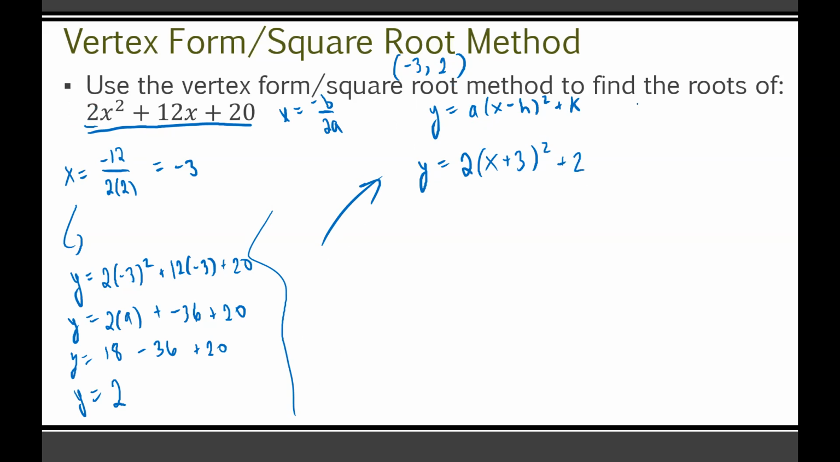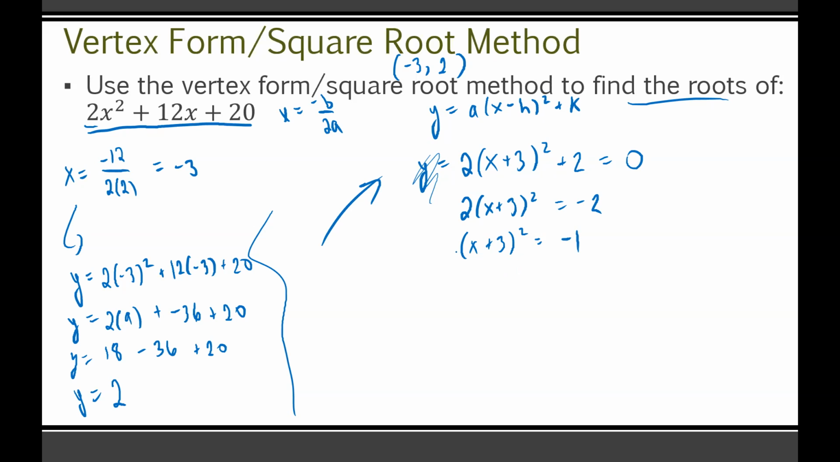Now we want to find the roots of this. So let's now just say equals 0, because if y is equal to 0, those are where your roots are. That's your x-intercepts, right? Let's solve for this. To do this, you basically got to get the squared piece all by itself. So let's minus 2 from both sides. This gives me 2 times x plus 3 squared equals negative 2. Divide by 2 now, because there's a 2 there. x plus 3 squared equals negative 1. And then we've got to square root both sides here.